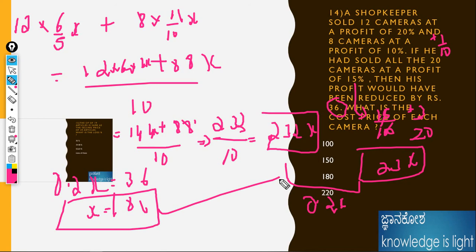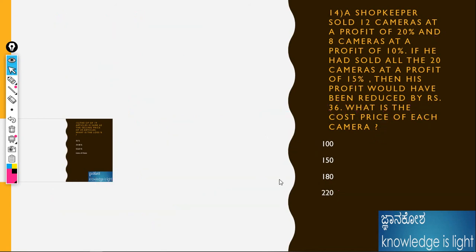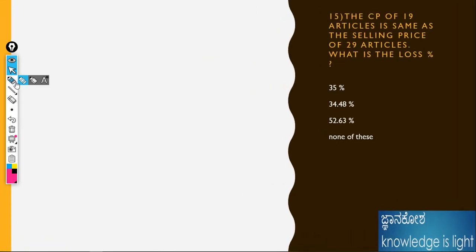Fine. Next problem. The cost price of 9 articles. This is the same problem as what I did. Here I need to say the given selling price is the same. Please remember the selling price is the same.